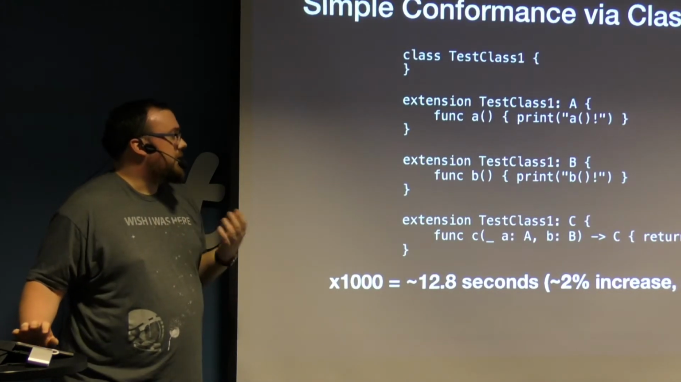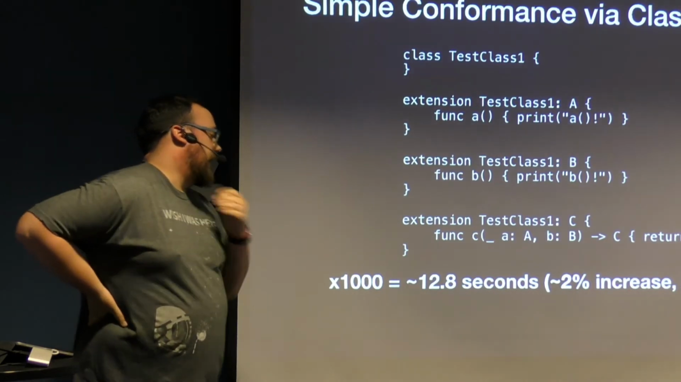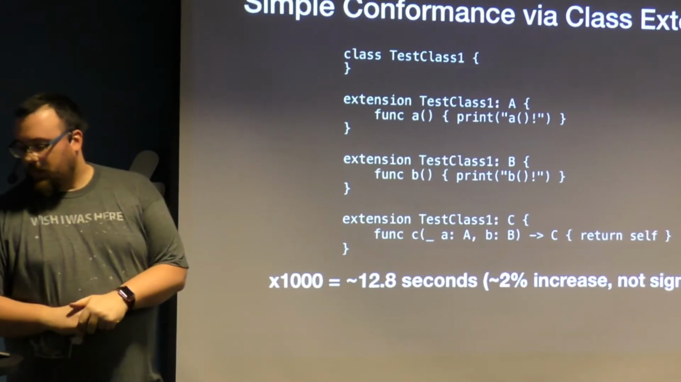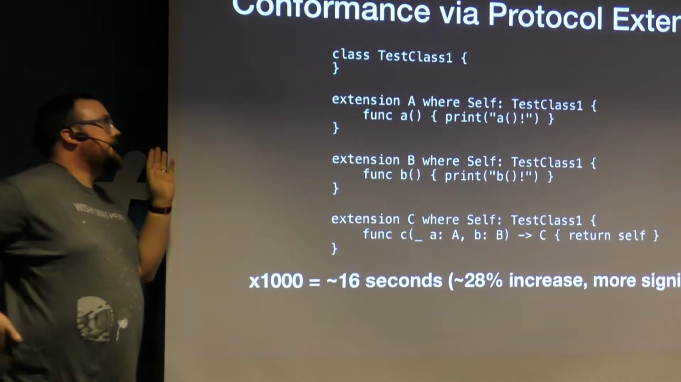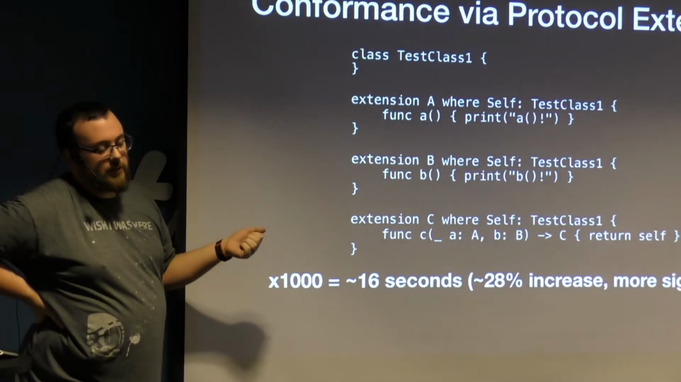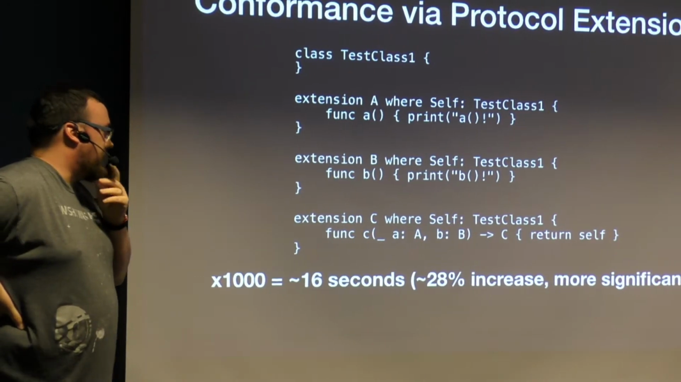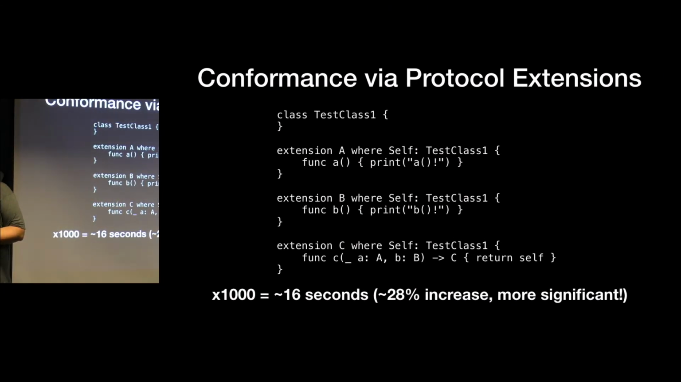Splitting them out into extensions like this, a very simple way of doing extensions, averaged up 2%. It's basically insignificant. However, doing it via, I forget the name of how this kind of extension by protocol extensions actually increased the compile time by 28%, which is not insignificant.